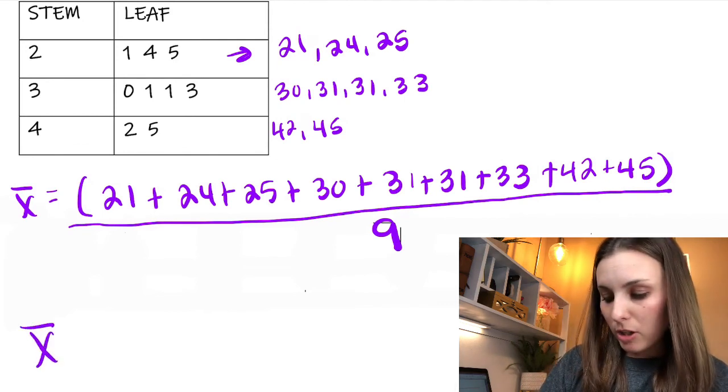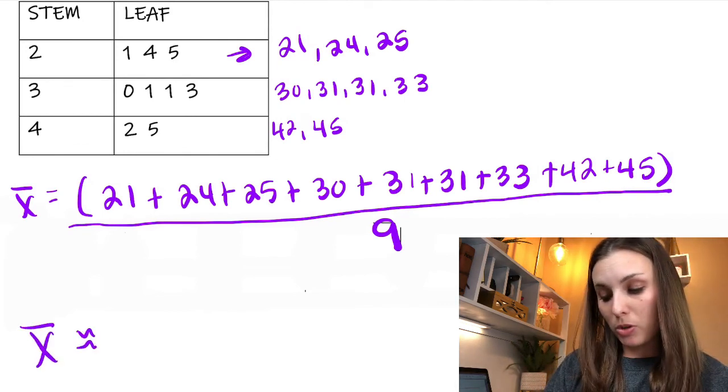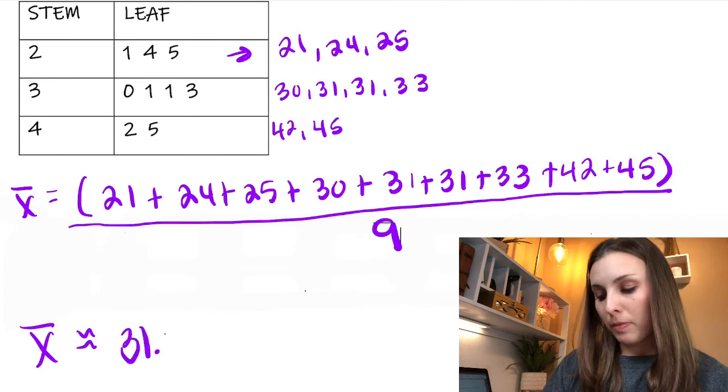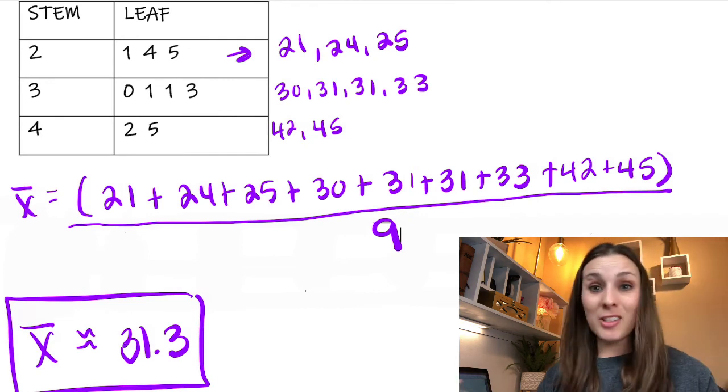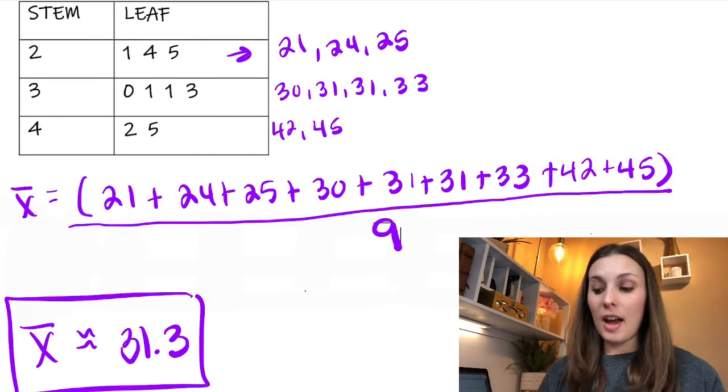So our average, this is a rounded number, so I'm going to put about 31.3. And that's all. You're done. That's mean.